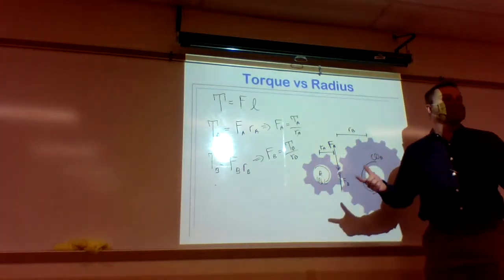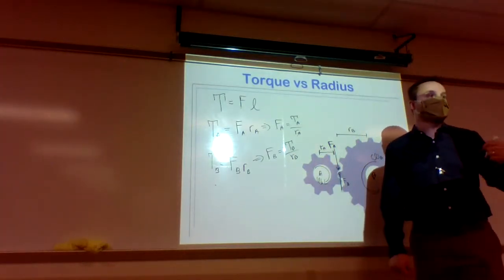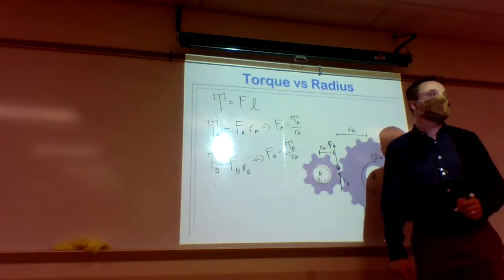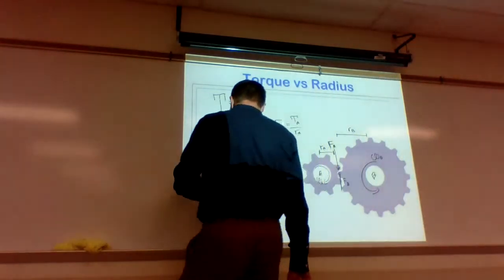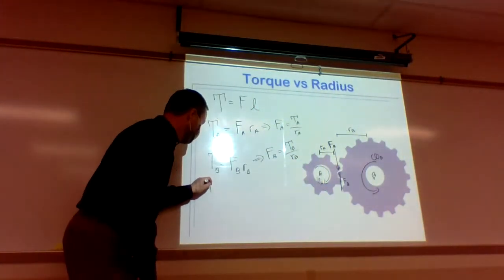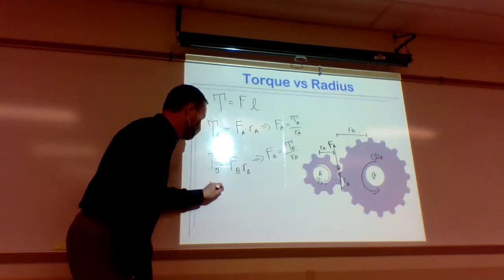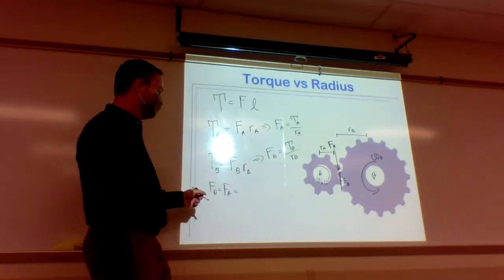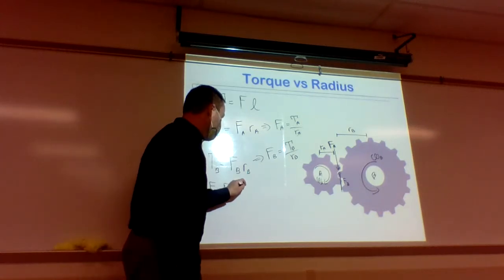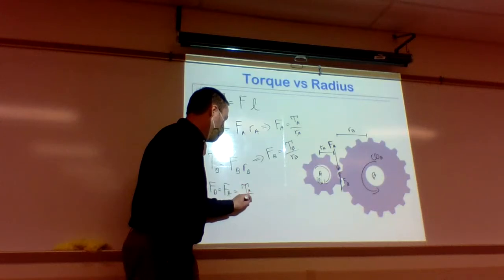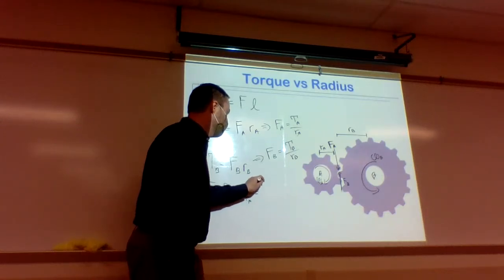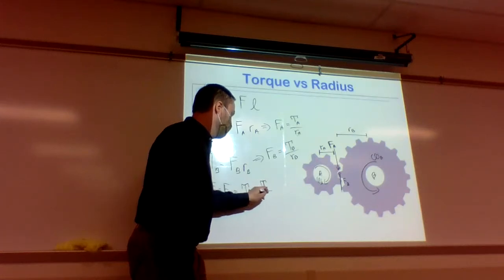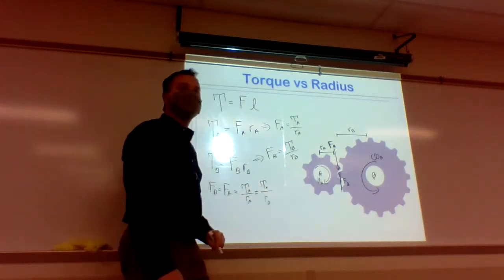Our good friend Isaac Newton says those forces are equal and opposite because for every action there's an equal and opposite reaction. So Newton says those forces are the same. Force A is equal to force B, or force B is equal to force A, meaning the torque at A divided by RA is equal to the torque on gear B divided by the radius of B.